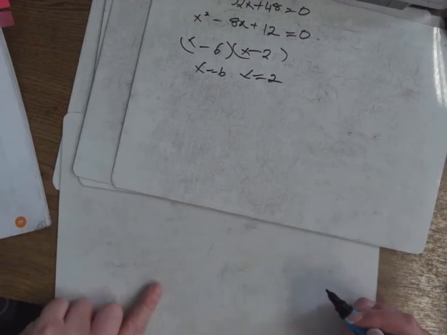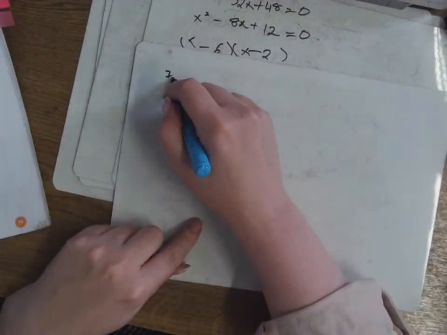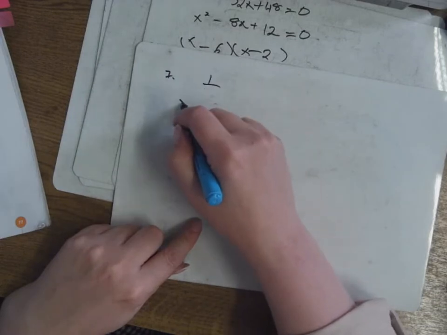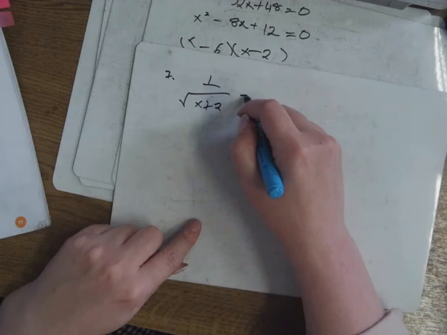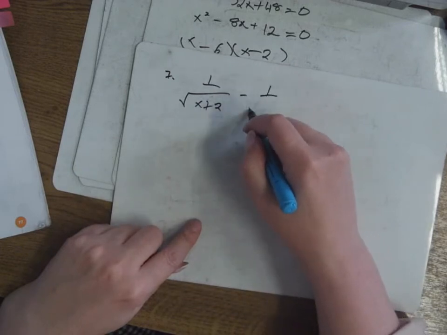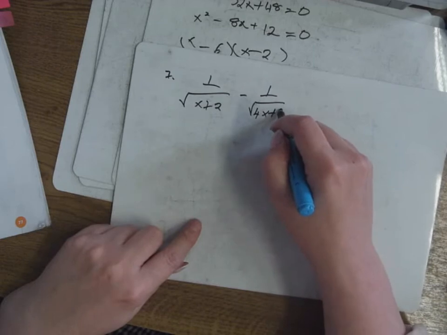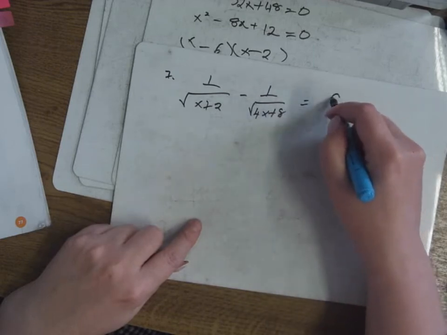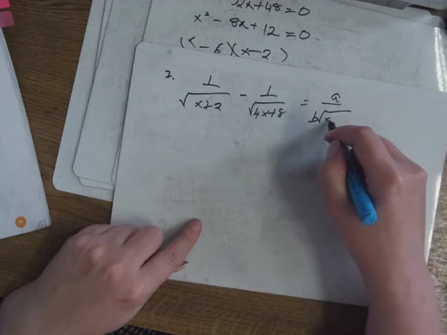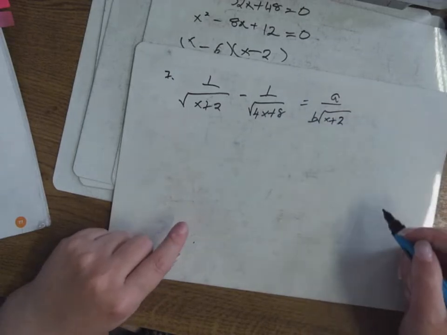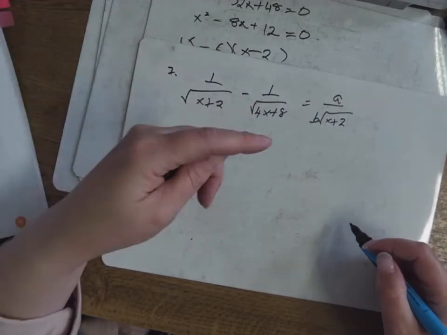Right, I also gave you number 7. Number 7 is 1 all over the square root of x plus 2, minus 1 all over the square root of 4x plus 8, equals a all over b times the square root of x plus 2. Okay, so basically they want you to tidy it up. Get a common denominator, tidy it up, see what you can do.